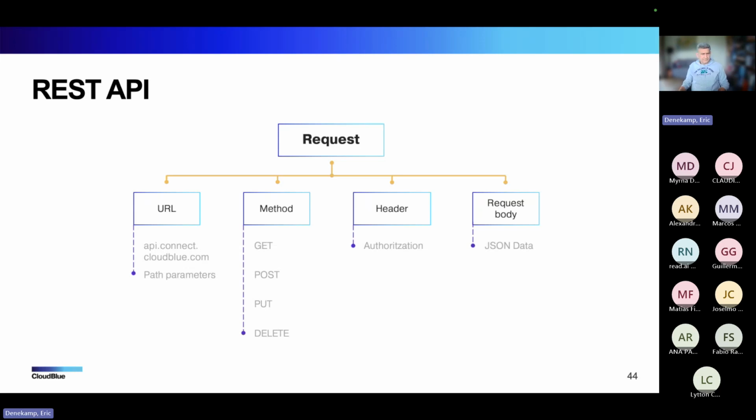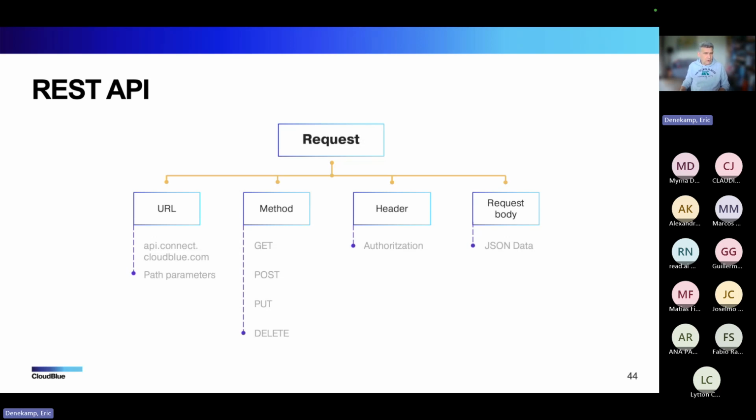We have that path. And the URL, like I said before, in general, every API URL does not need to be branded because nobody's going to see it. However, of course, you can brand your API URL if you want to, but the API URL is, as you see it on screen, api.connect.cloudblue.com. I'm going to show you later a little bit more.